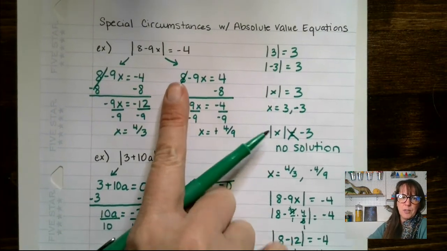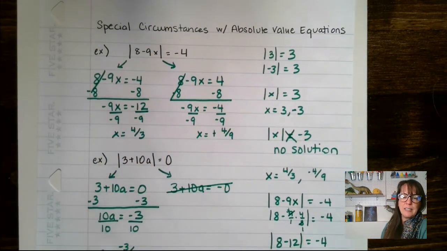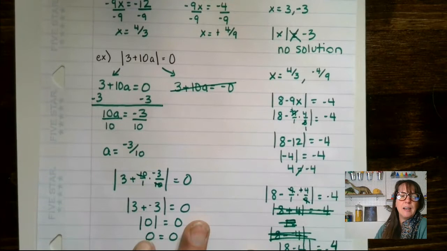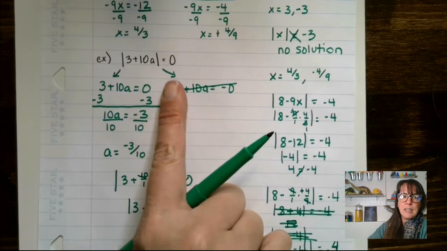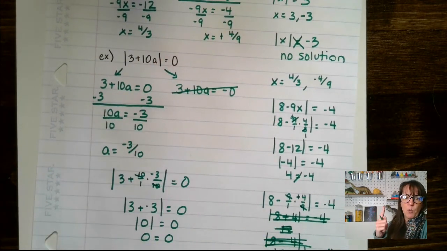You've got to really watch for that negative number once you've isolated your absolute value. And if you set it equal to 0, you're only going to have one answer.